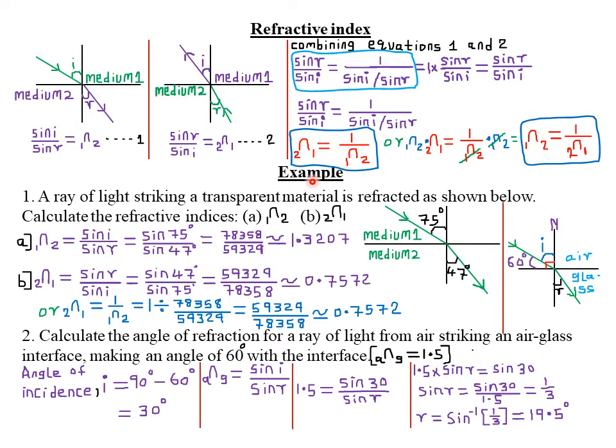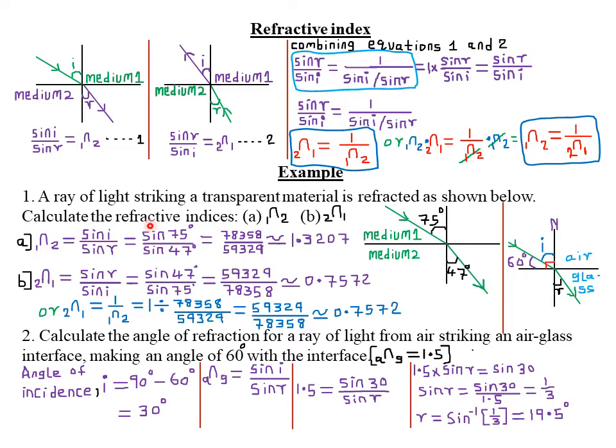So let's look at an example. Example 1 reads that a ray of light striking a transparent medium is refracted as shown below. We are required to calculate the refractive indices n1 to 2 and n2 to 1. Remember, indices is just the plural of index. So when we are talking of one refractive index, we just talk of an index, but when they are in plural, we talk of indices.